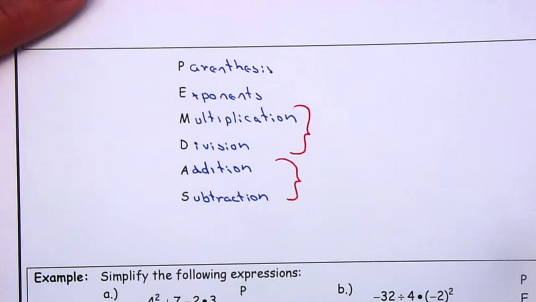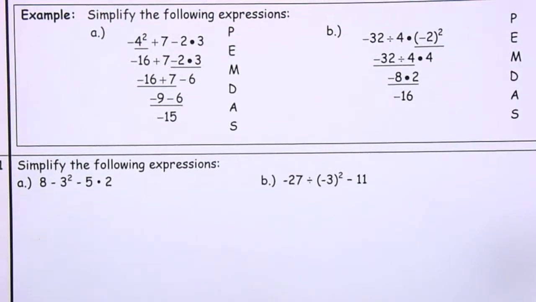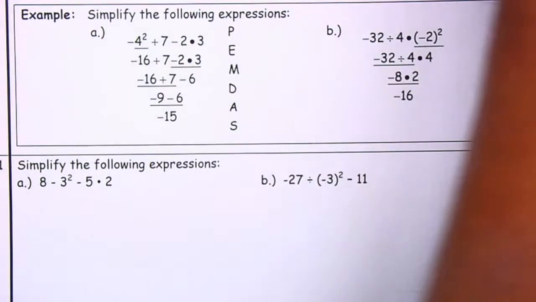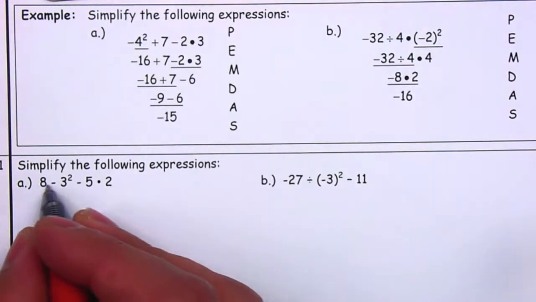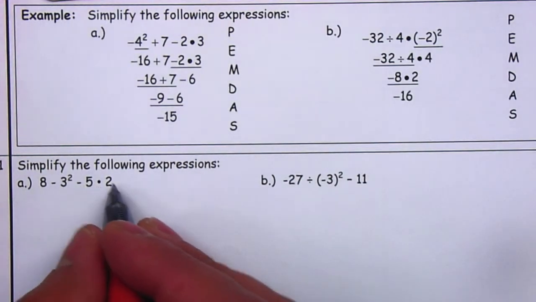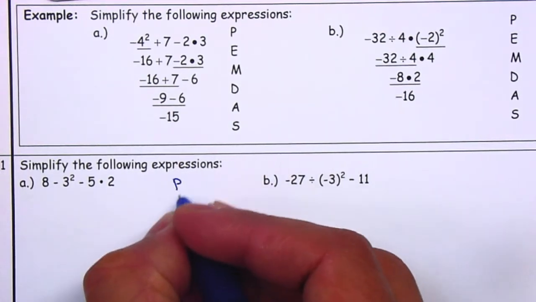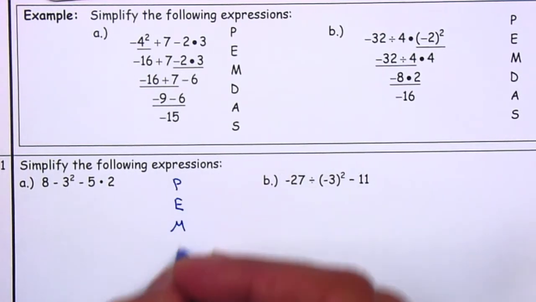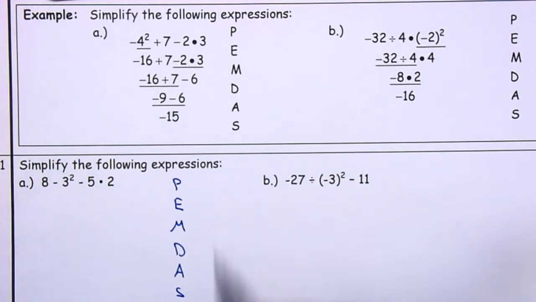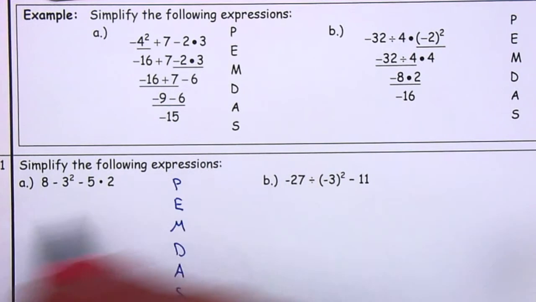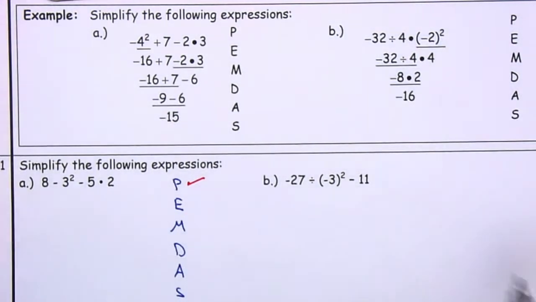Example number 1. We need to be able to simplify the following expressions. We have 8 minus 3 squared minus 5 times 2. So the first thing I want you guys to do, I want you guys to write down PEMDAS on the left hand side. First, do we have any parentheses? If you notice, we don't have any parentheses, so we're done with the parentheses.